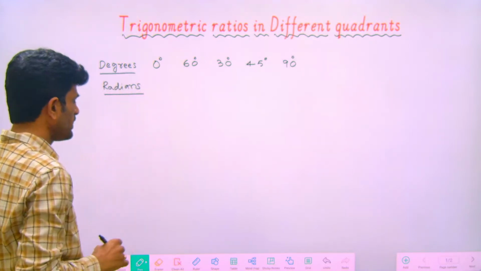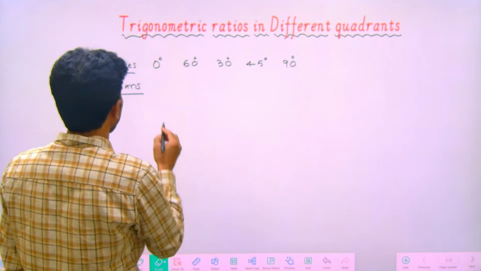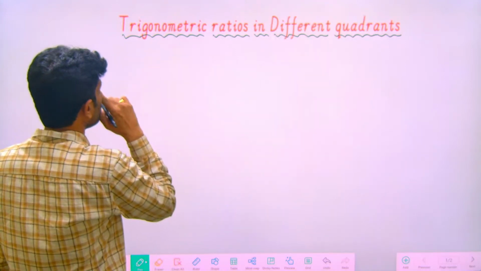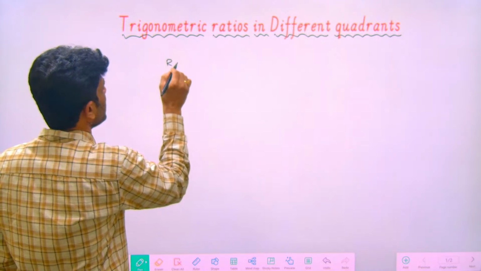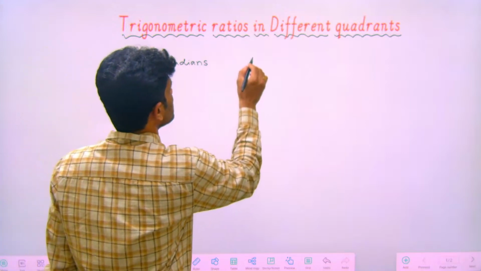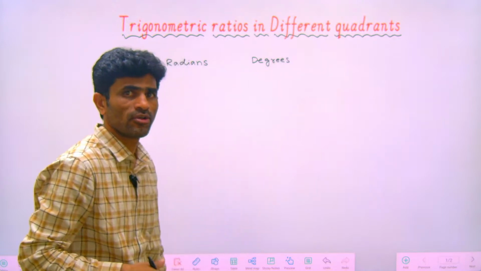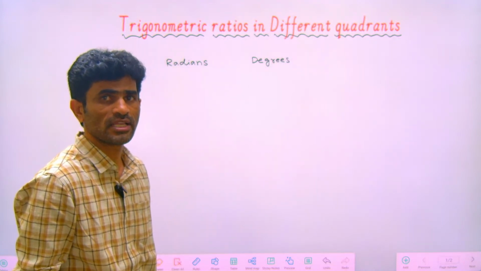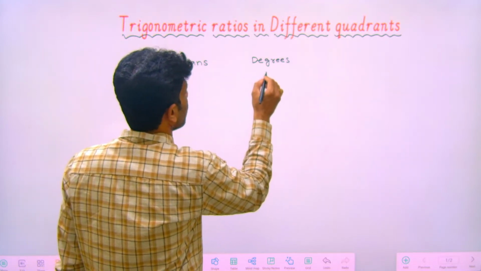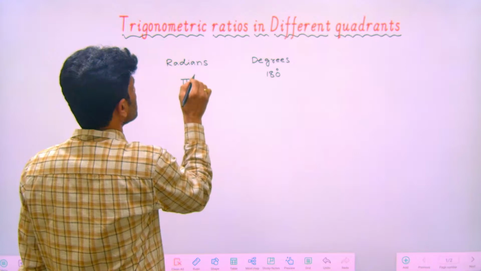Now, we will discuss the different representations of angles first, to understand trigonometric ratios in different quadrants. Radians is one type of measurement of angle. Degrees is another type of measurement of angle. As of now, we are using degrees. Now we are going to learn how to represent an angle in terms of radians. The key relation is 180 degrees is equal to pi radians.